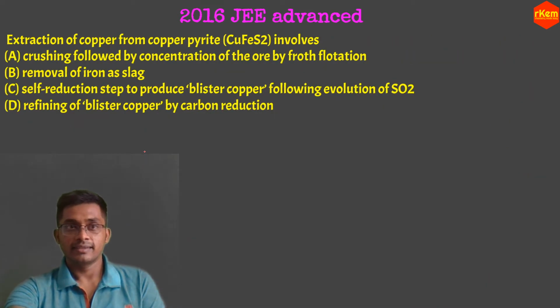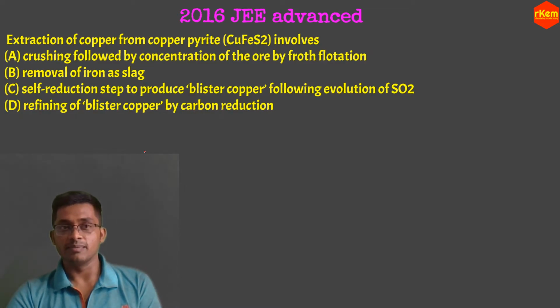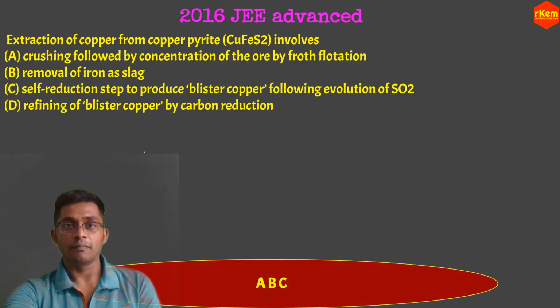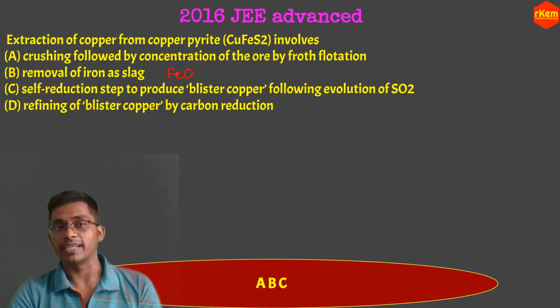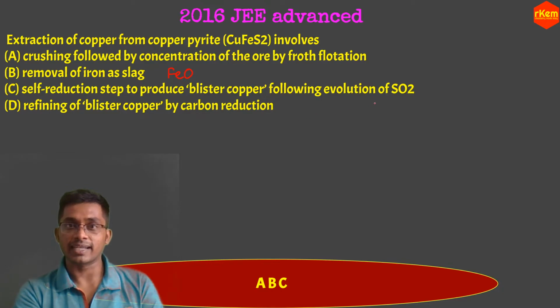Okay, next, extraction of copper. A very simple question directly from NCERT. You see, these are the correct statements. So A, B, C, because removing of iron slag, FeO, is an impurity in copper extraction. Okay, so all A, B, C statements are correct.